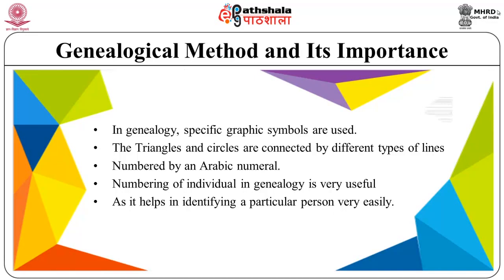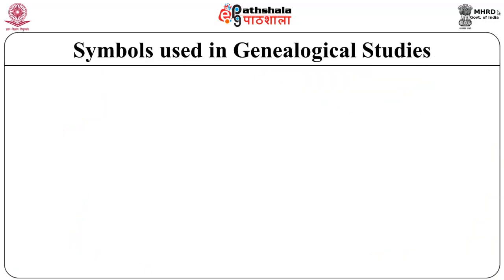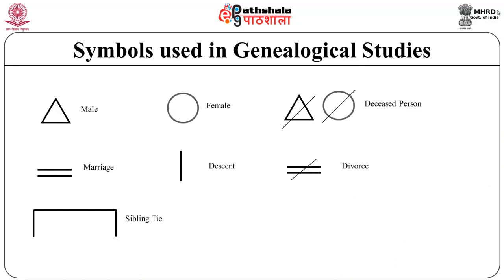Number of the generations are written on the left side of each corresponding generation with the Roman numeral. Each of the individuals in the genealogy is numbered by an Arabic numeral. The numbering of the individuals in genealogy is very useful as it helps in identifying a particular person very easily. This slide shows the symbols used in the genealogical studies.